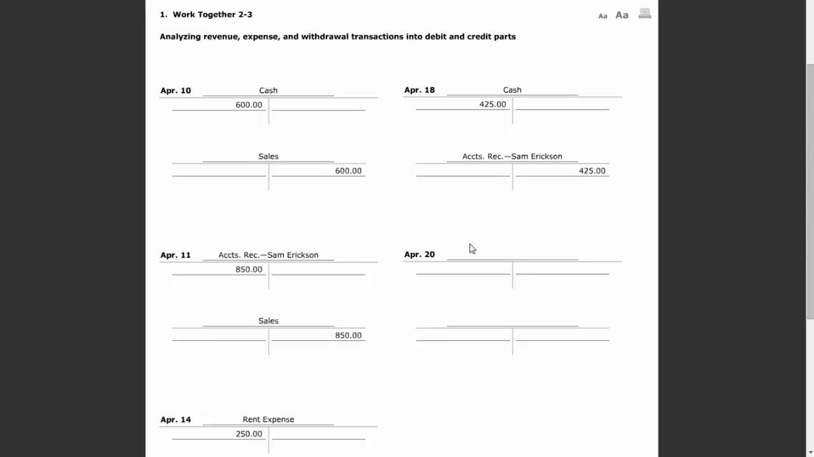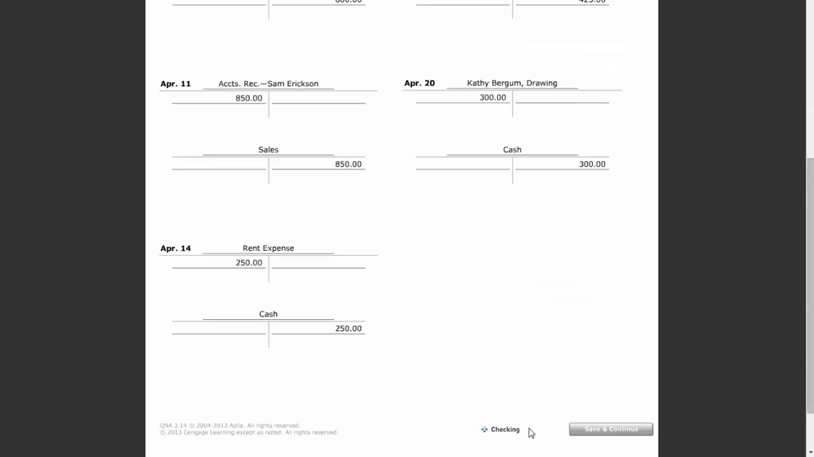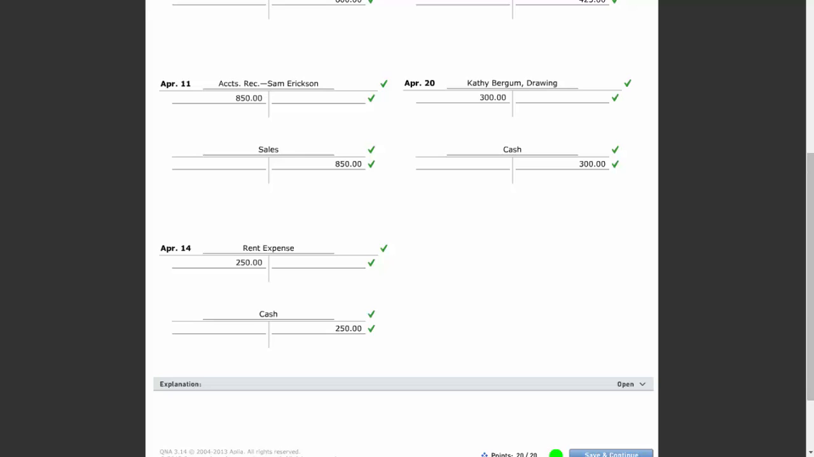So we know that drawing has a debit normal balance, and we're always going to keep adding to the value of drawing. We're never going to decrease drawing. So therefore, the value of drawing is going to be going up. So we're going to be debiting Kathy Burgum Drawing for $300. And the other account that's being affected is cash, and that's being credited $300. And when I take a look at that, I should have all green circles.